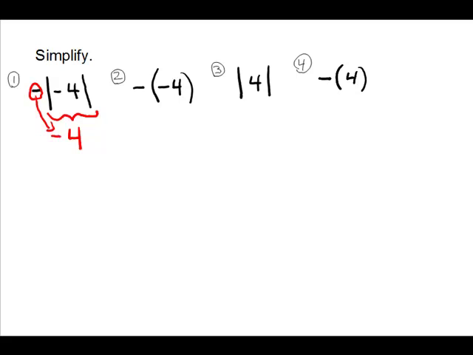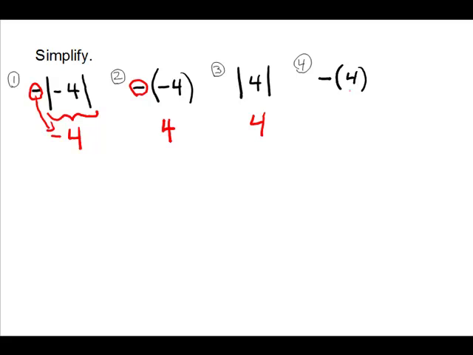The next one, notice, has parentheses. Parentheses has no special meaning. So just read the one on the outside as opposite. Opposite of whatever's inside, opposite of -4 gives us +4. The third one, we have straight lines, special meaning, absolute value. How far is 4 from 0? It is 4 spaces. We don't have any signs on the outside.